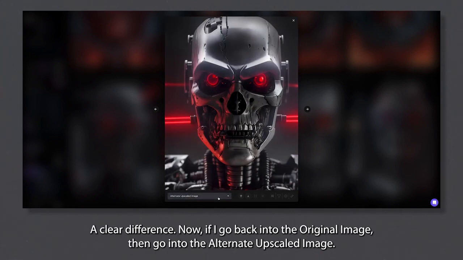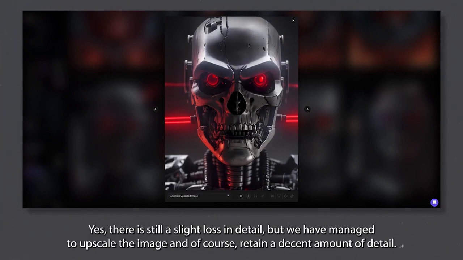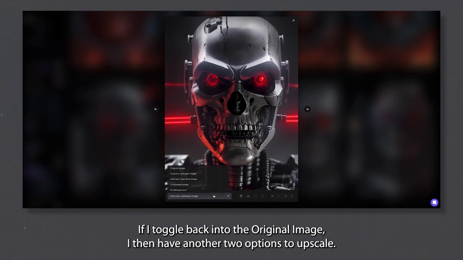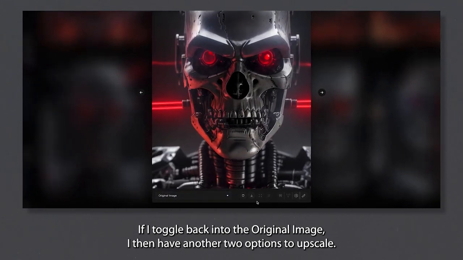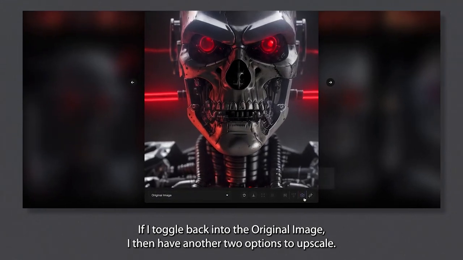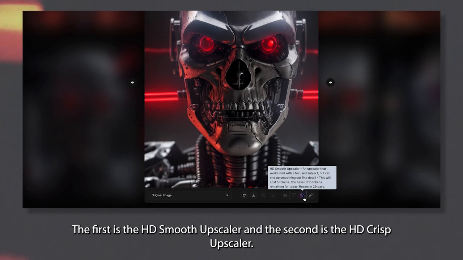A clear difference. Now, if I go back into the original image, then go into the alternate upscaled image, yes, there is still a slight loss in detail, but we have managed to upscale the image and of course retain a decent amount of detail. If I toggle back into the original image, I then have another two options to upscale. The first is the HD smooth upscaler and the second is the HD crisp upscaler.